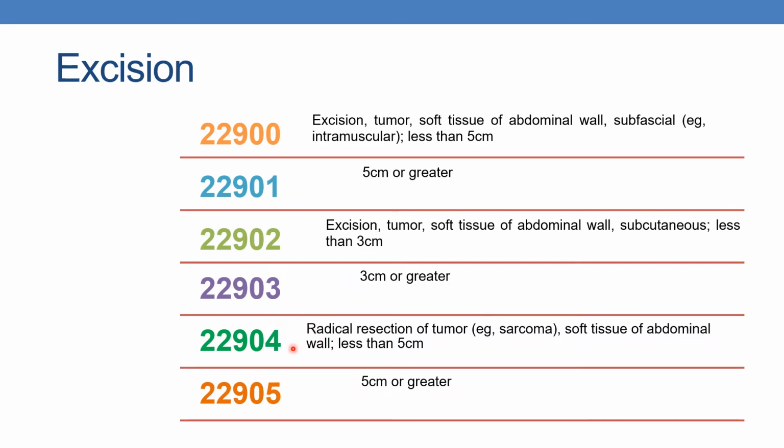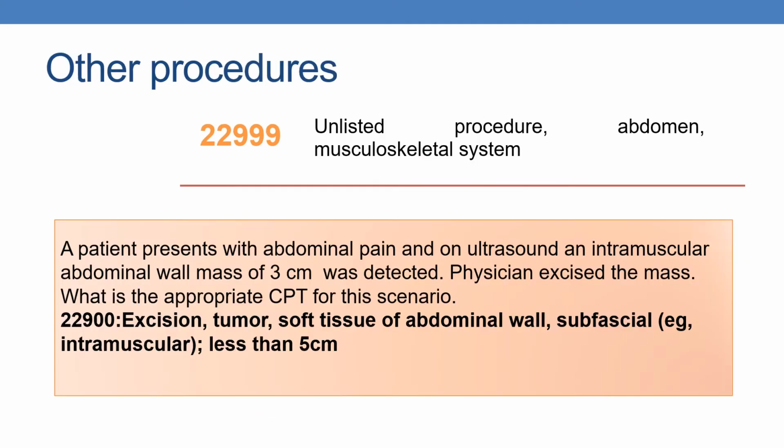The next is 22904. Radical resection of tumor. Example, sarcoma, soft tissue of abdominal wall, less than 5 centimeters. And when the tumor size is 5 centimeters or greater, then you need to report radical resection of tumor 22905. The next procedure is 22999, which is unlisted procedure, abdomen, musculoskeletal system.